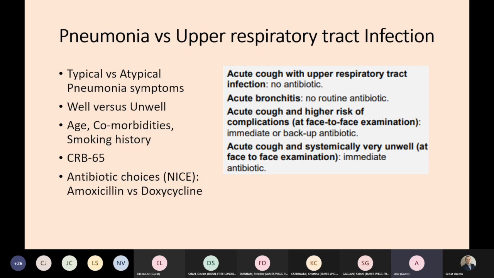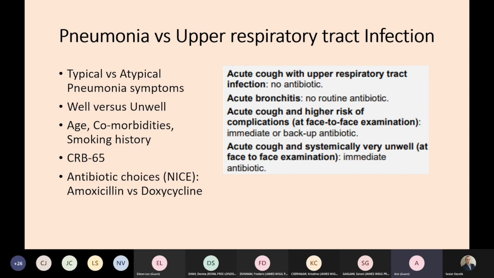So interestingly, NICE has listed the kind of features that may make you think about using antibiotics. So as opposed to thinking about whether it's a viral cough versus a pneumonia, it thinks about using risk criteria. Are they at high risk of complications? Are they systemically well? And using those as factors to help you decide whether they need antibiotics. I often like, with all patients, to think about this question: are they well versus are they unwell? And also thinking about all the comorbidities that we've talked about on the previous slide.